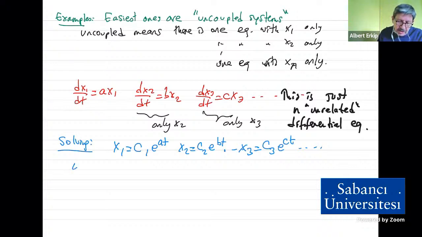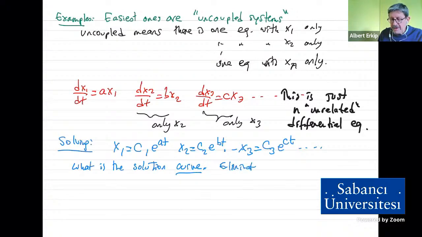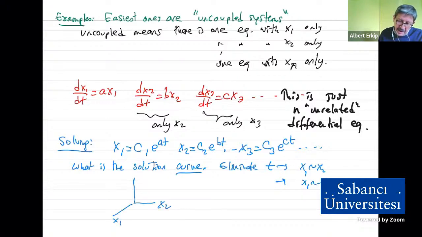Now, what is the solution curve? You have to use some imagination. You eliminate t, and you get a relation between x1 and x2. Eliminate t, you get a relation between x1 and x3, and so on. So basically, in the x1, x2 plane you have one curve, that's the shadow. In the x2, x3 plane you have another curve. In the x1, x3 plane you have another curve. So basically, these are the shadows.